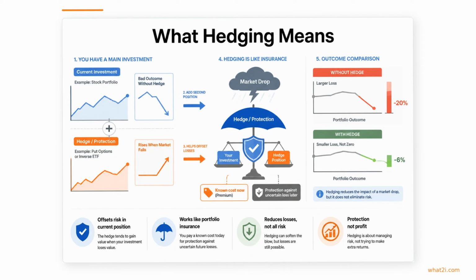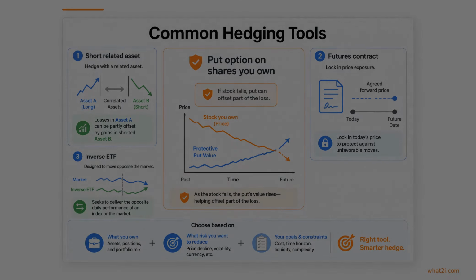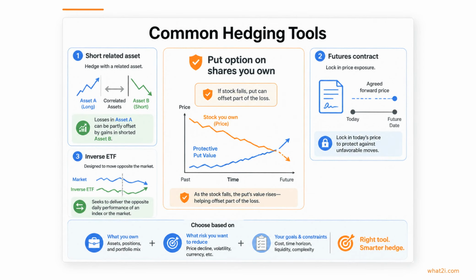For example, if you own a stock and buy a put option, the put can gain value if the stock falls sharply. That gain helps absorb part of the loss on the original investment. There are several common tools for hedging, and the right one depends on what you own and what kind of risk you want to reduce.